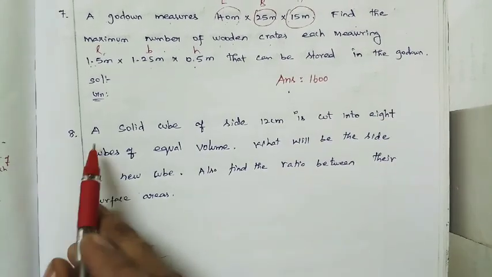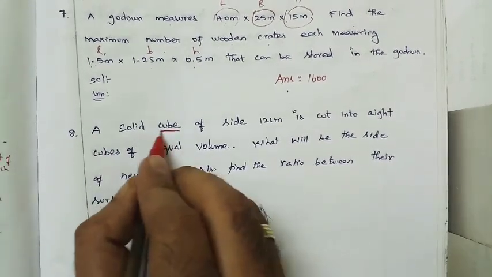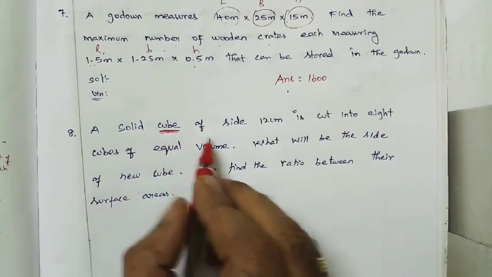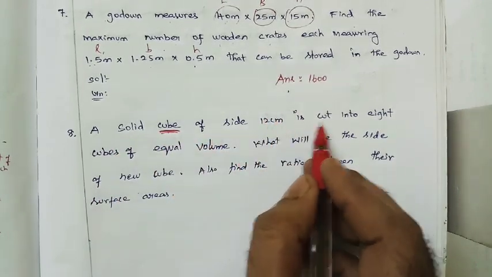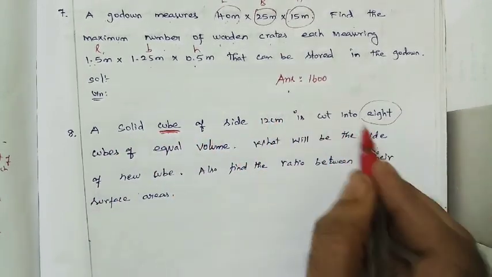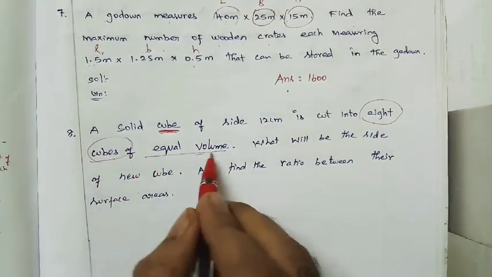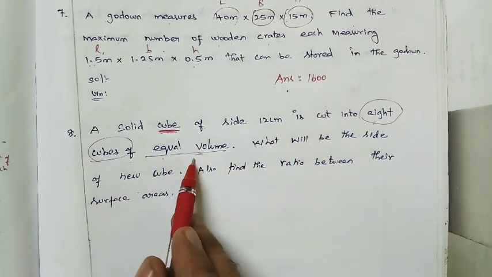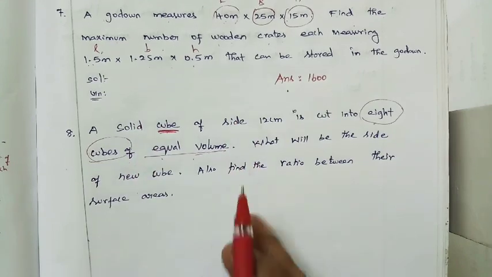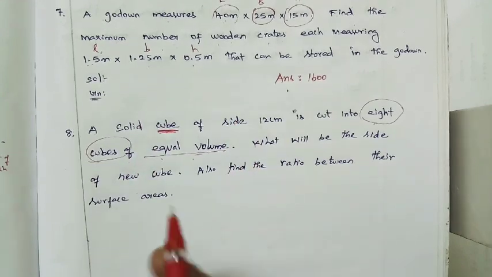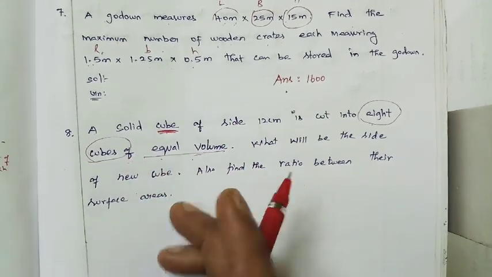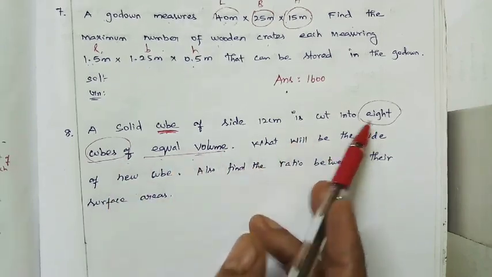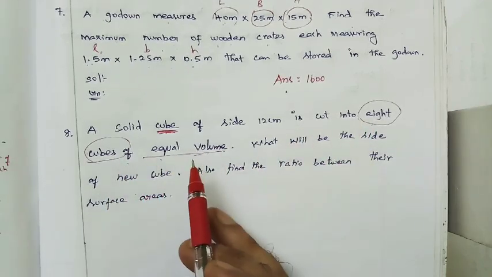Sum number 8, a solid cube. They are talking about cube, right? Solid cube of side 12 centimeter is cut into 8 cubes of equal volume. So a big cube, they are dividing into 8 equal volume, right? 8 equal cubes. They are cutting into 8 equal cubes.